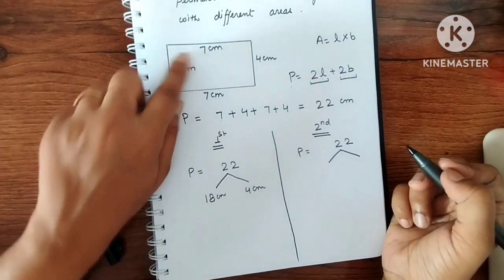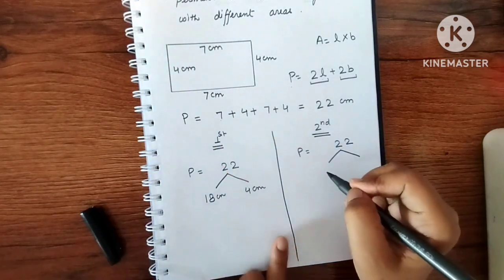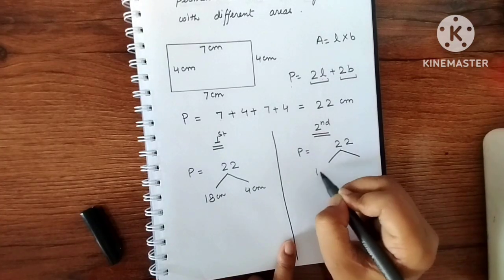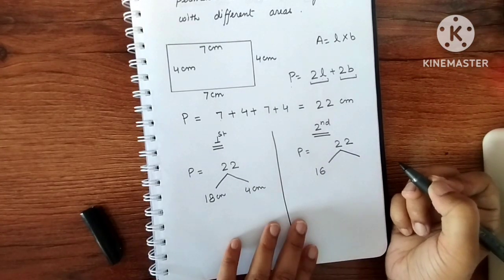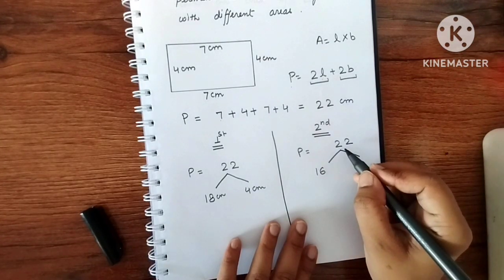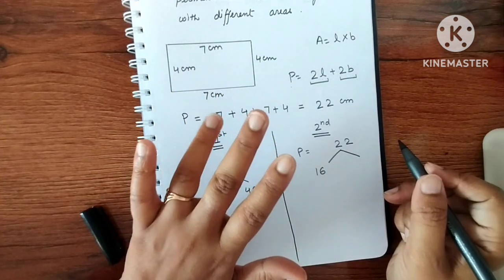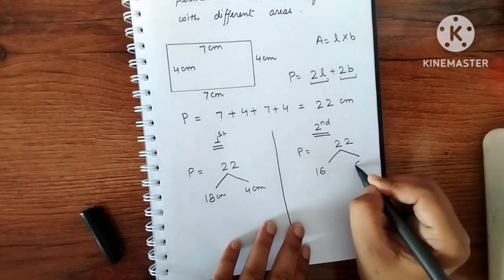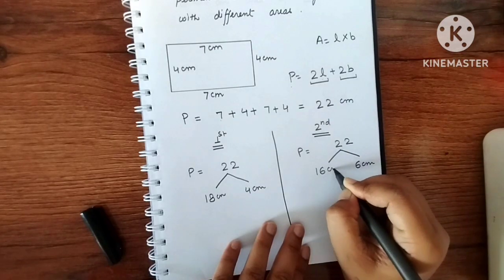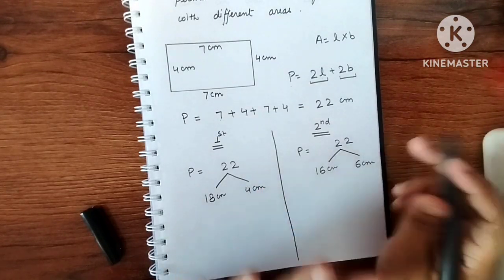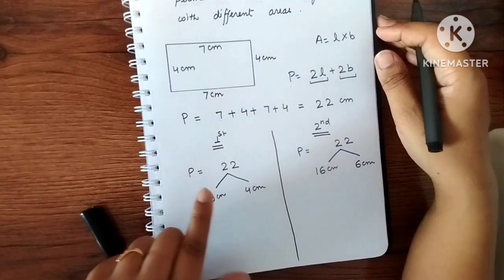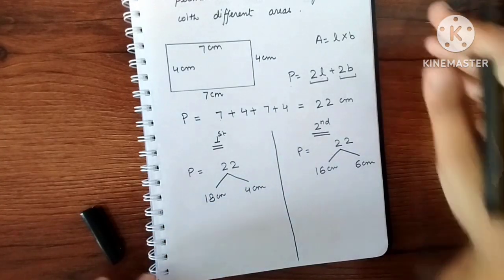The sum of 7 plus 7 is 14, so I can't use 14. I can take 16. After 16, if you want to reach 22, 17, 18, 19, 20, 21, 22. That means 6 centimeter. 16 plus 6 is 22. Okay, this is the way of doing this question.